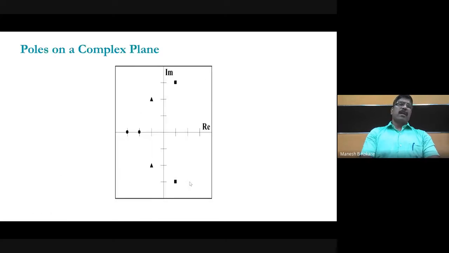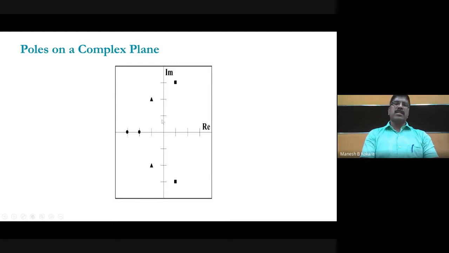Now see how we represent these poles and zeros on a complex plane. I told you that zeros are represented with a zero sign, or circle, and poles are represented with a cross. This is the complex plane, which consists of a real part and an imaginary part. The real part is on the x-axis and the imaginary part is on the y-axis.